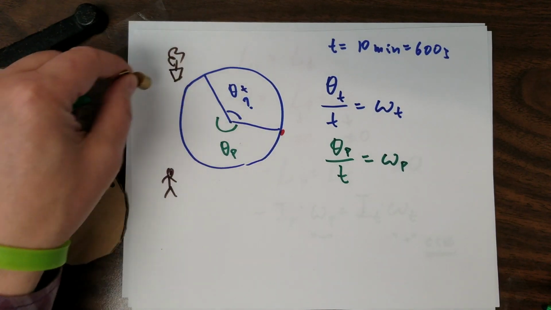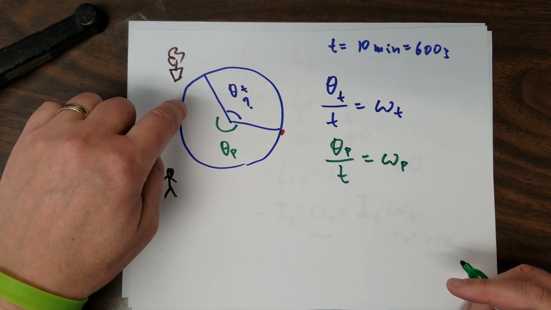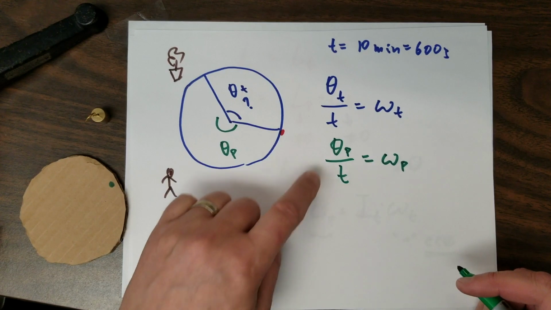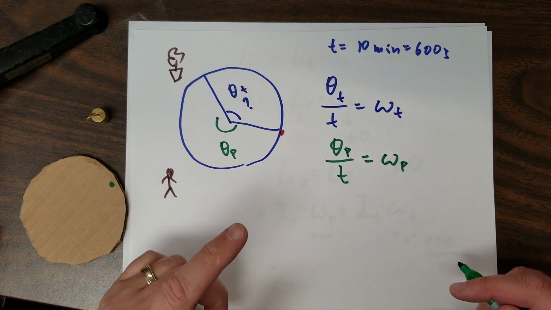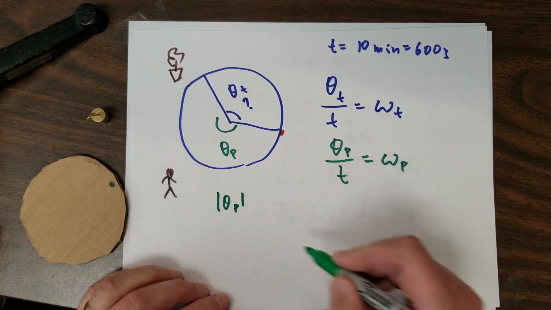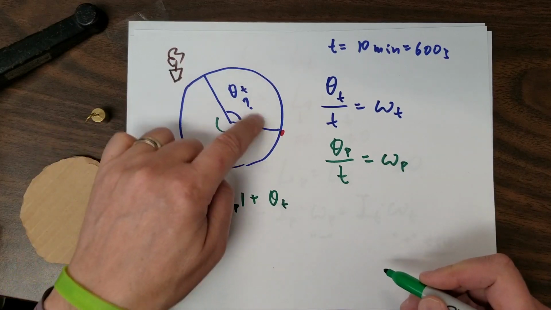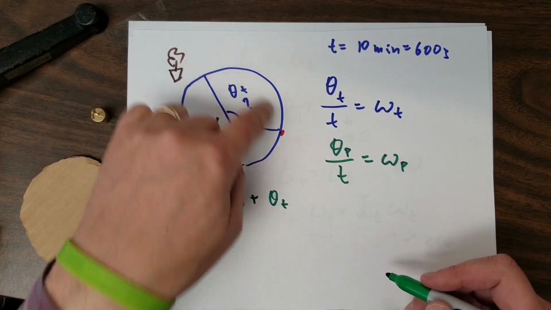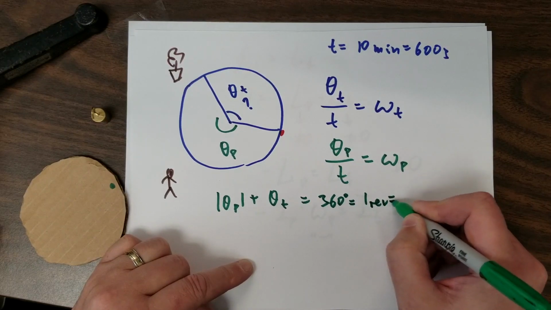Now, remember we had an agreement for counterclockwise angles. Angles are positive, clockwise angles are negative, so negative angle gives negative angular velocity. But if we look at this picture, actually, if we take absolute value of this angle and we add the second angle, well, we get the total of 360 degrees, 1 revolution, 2 pi radians.